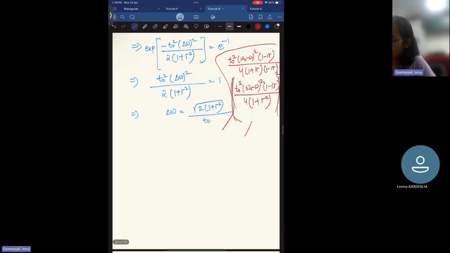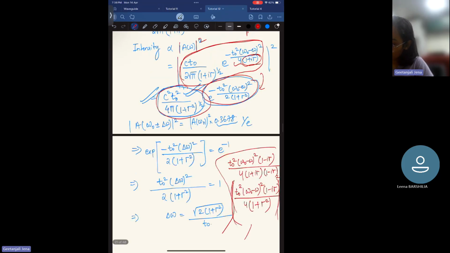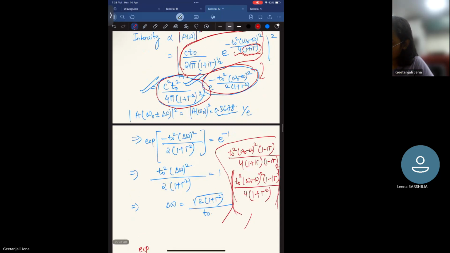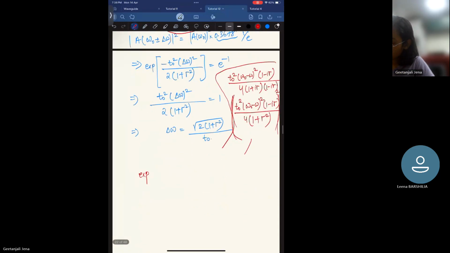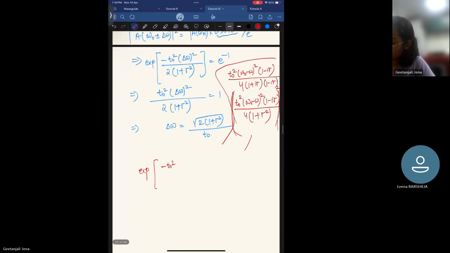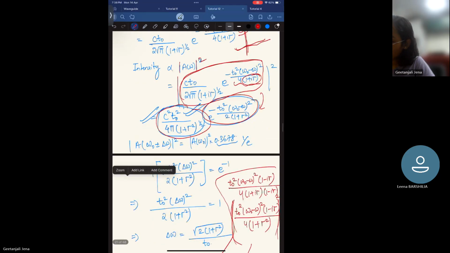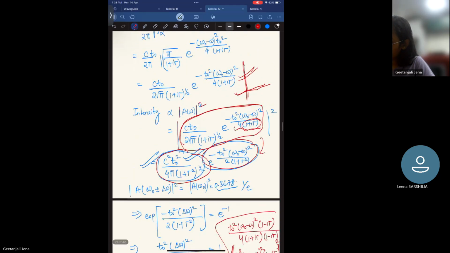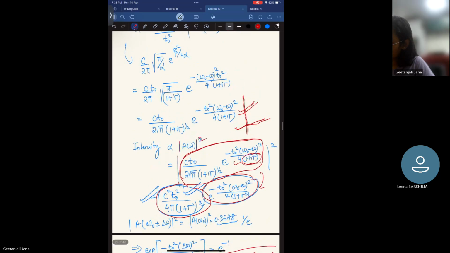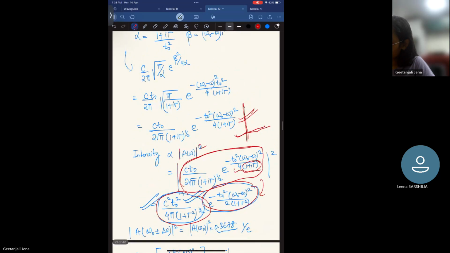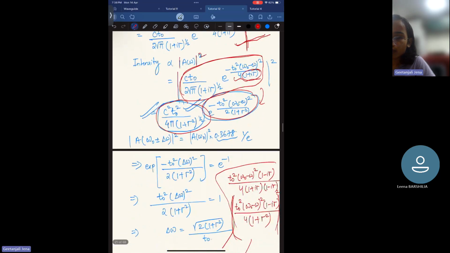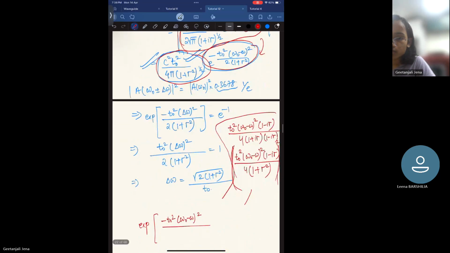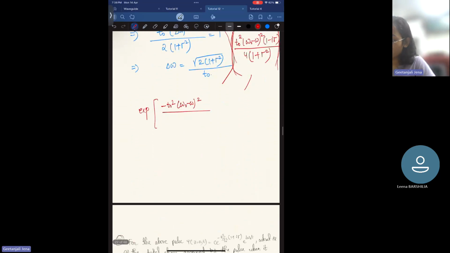so in the exponential, you are telling about the exponential part, right? In the exponential, we have minus t zero square omega zero minus omega square over 4 alpha. This will cancel the numerator.